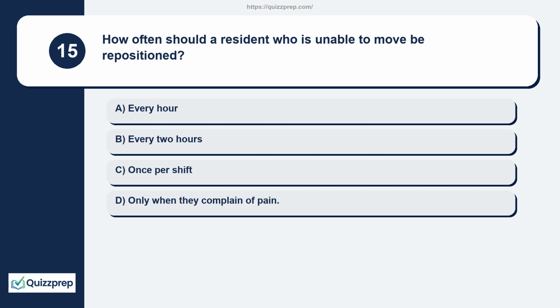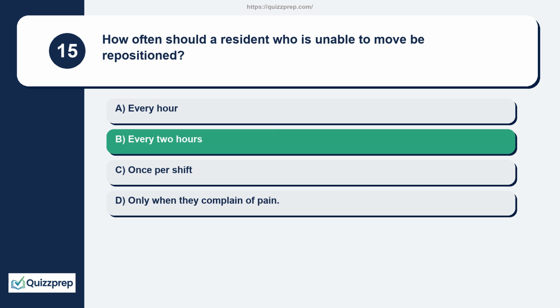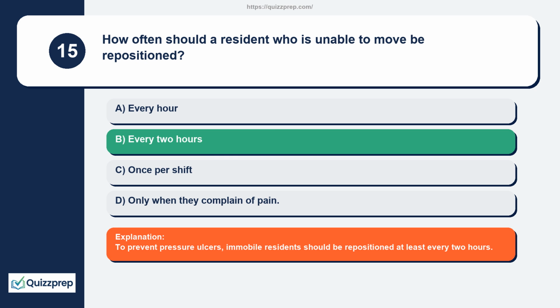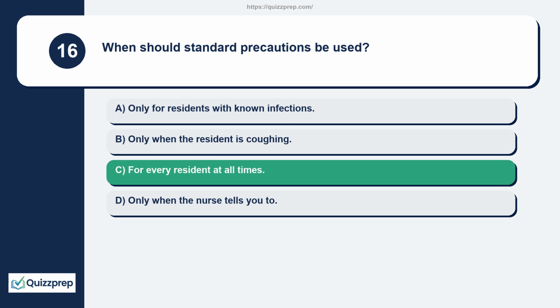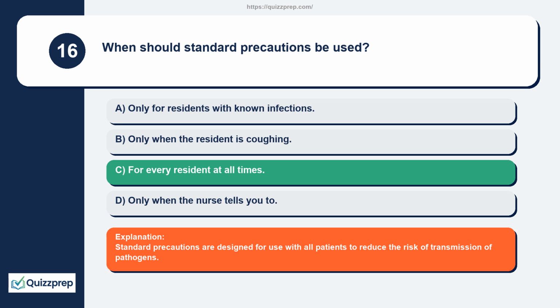Question 15. How often should a resident who is unable to move be repositioned? Every hour, every 2 hours, once per shift, only when they complain of pain. To prevent pressure ulcers, immobile residents should be repositioned at least every 2 hours. Question 16. When should standard precautions be used? Only for residents with known infections, only when the resident is coughing, for every resident at all times, only when the nurse tells you to. Standard precautions are designed for use with all patients to reduce the risk of transmission of pathogens.